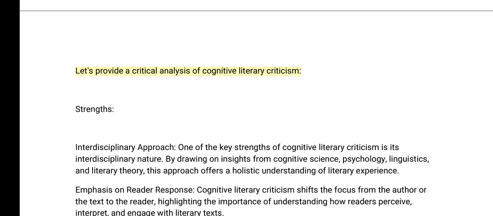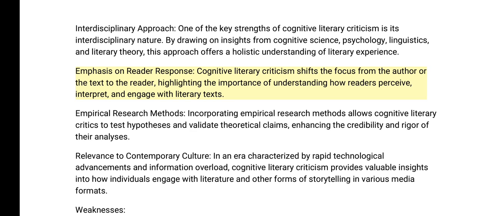Strengths. Interdisciplinary approach. One of the key strengths of cognitive literary criticism is its interdisciplinary nature. By drawing on insights from cognitive science, psychology, linguistics, and literary theory, this approach offers a holistic understanding of literary experience.